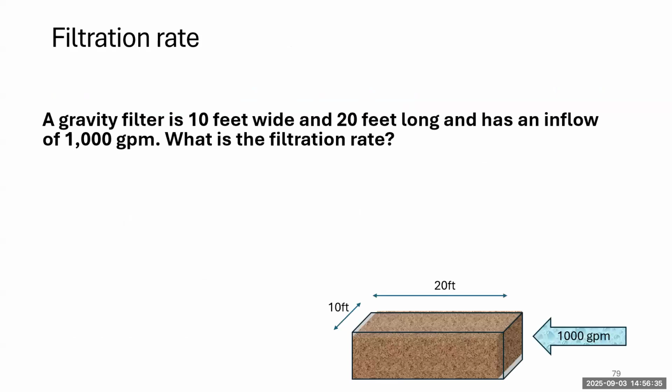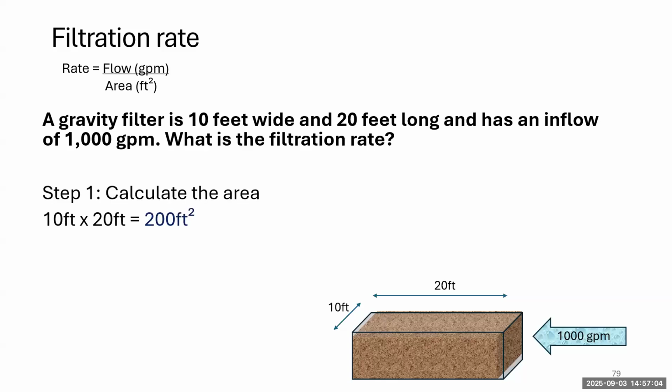I'll give you an example of a filtration rate calculation here. Our formula for filtration rate is pretty simple. We calculate it according to the flow coming into the filter, and we divide it by the surface area of the filter. Here we have a rectangular filter. It's 10 foot wide, 20 feet long, and it has a flow rate coming in of 1,000 gallons a minute. And so we're going to ask, what's the filtration rate? And we're going to use gallons per minute per square foot.